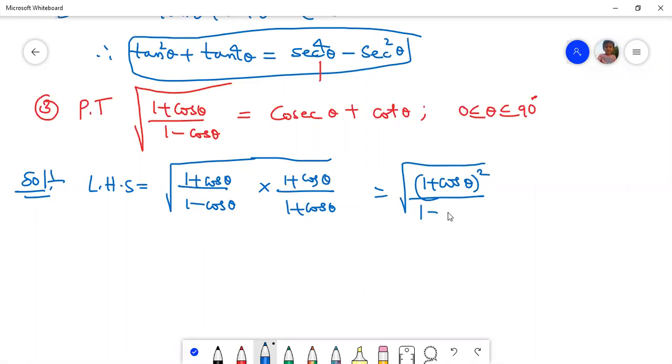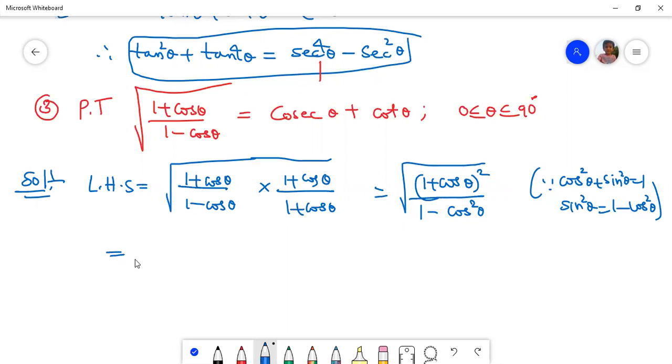1 minus cos square theta. From the identity, we know that cos square theta plus sin square theta equals 1. Then taking cos square theta to the right side, sin square theta equals 1 minus cos square theta. So in the denominator, in the place of 1 minus cos square theta, we should write sin square theta.